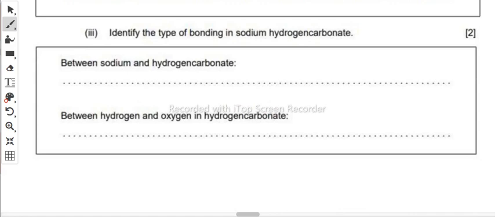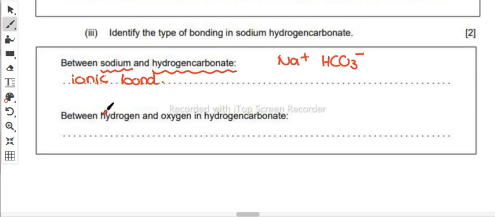Identify the type of bonding in sodium hydrogen carbonate. Firstly, it's asking me between the sodium and the hydrogen carbonate. This is integrated with chapter number 4, talking about ionic, covalent, and metallic. So it is between the Na positive and the HCO3 negative. The type of bond between both is definitely an ionic bond. Between hydrogen and oxygen in the hydrogen carbonate, so I'm talking about the bond right here inside my ion, it's non-metals together, so it is considered a covalent bond.